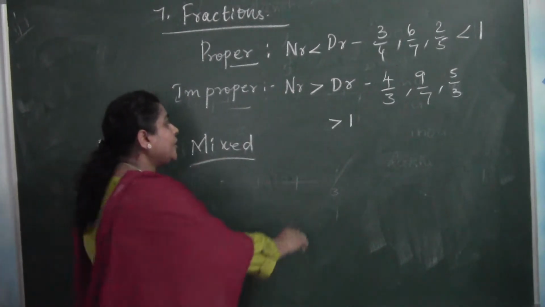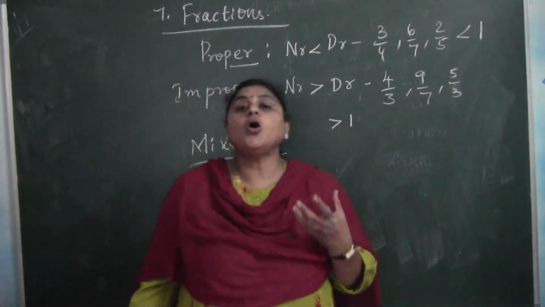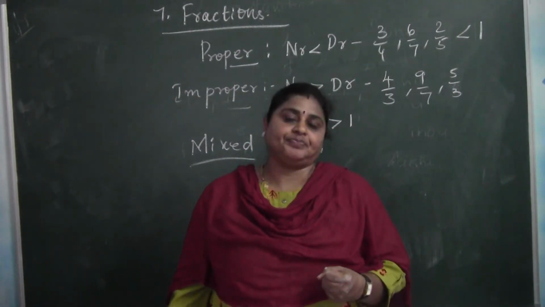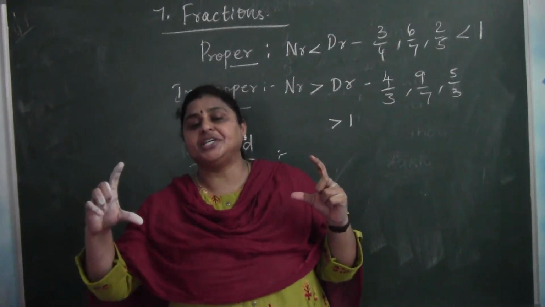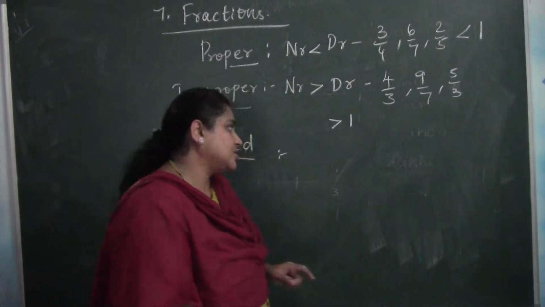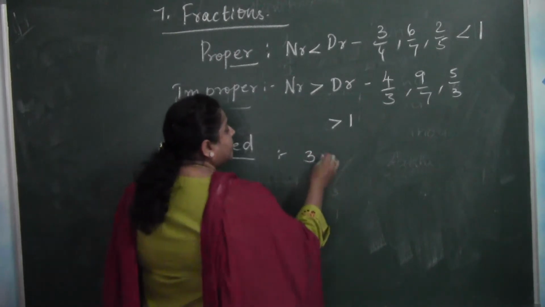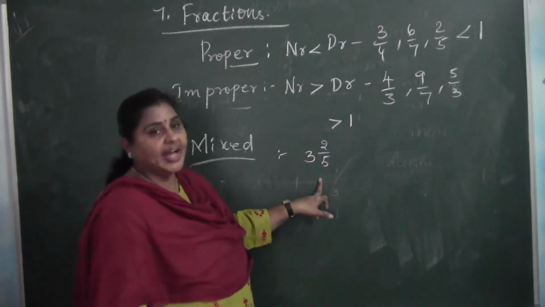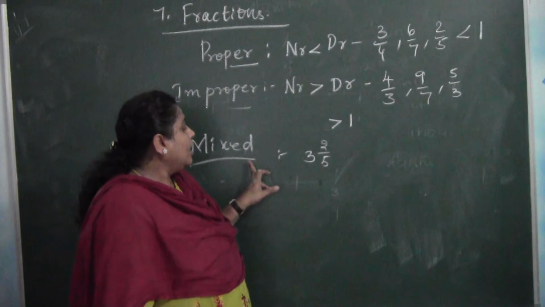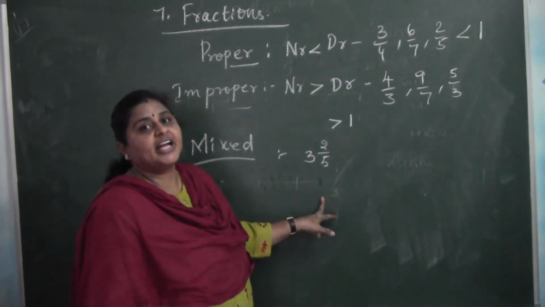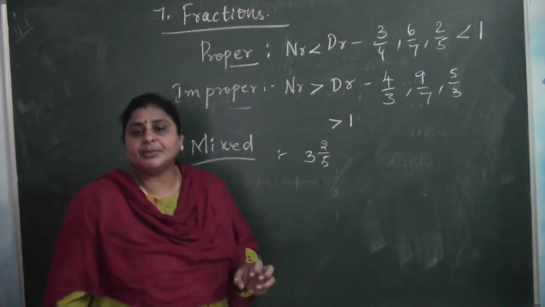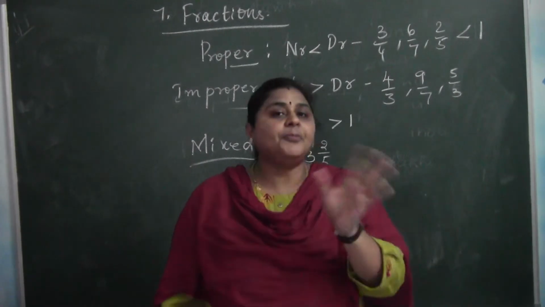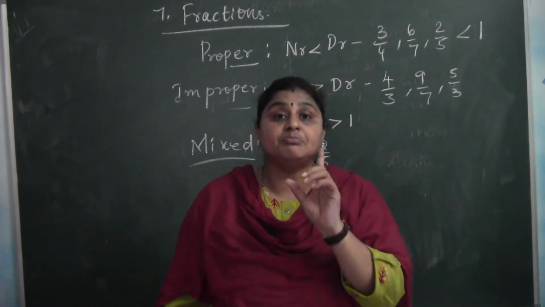Mixed fraction. So what do you mean by mixed fraction? A whole number with the proper fraction. A whole number and a proper fraction is called a mixed fraction. See, whole number 3, proper fraction 2 by 5. 3, 2 by 5. Always remember children, a mixed fraction will have only proper fractions. An improper fraction cannot be used in writing the mixed fraction.